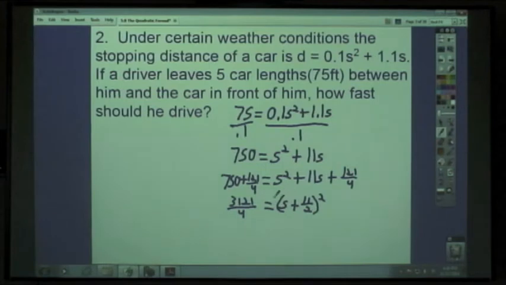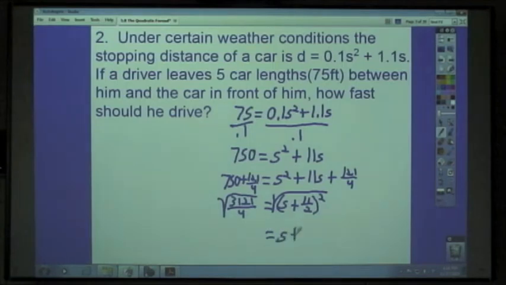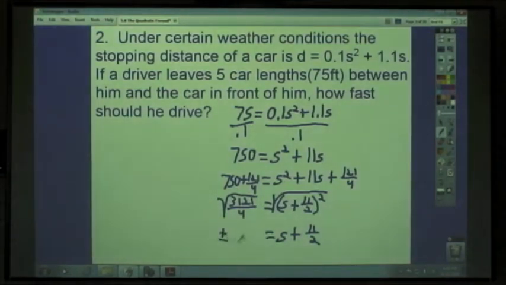So then, just like the last problem, we find the square root of both sides. On the right-hand side, that gives me s plus 11 over 2. On the left-hand side, it's going to be a pretty ugly fraction inside that square root, but it's going to be plus or minus that square root. Please do remember, though, you are talking about something in real life here. You're talking about the speed of a car.